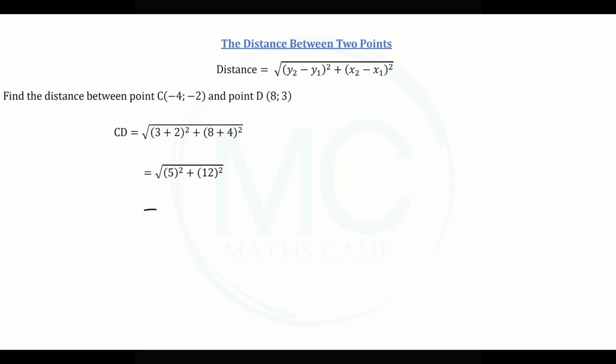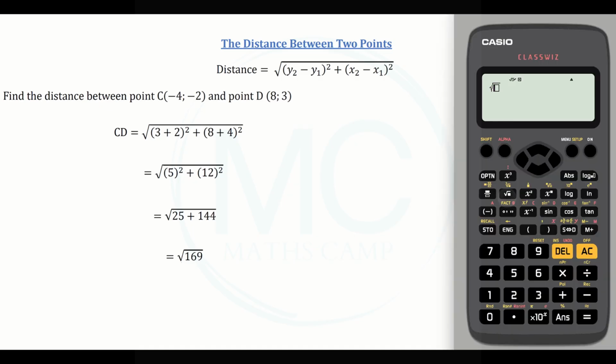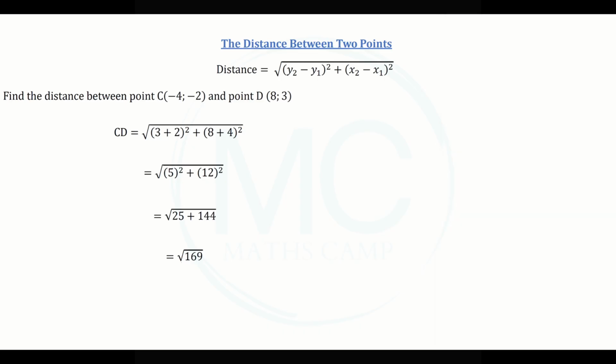Now let's square our brackets. 5 squared gives us 25, plus 12 squared is 144, all under a square root. 25 plus 144 is 169. We put this under a root. Now we can open our calculator and we say the square root of 169 is equal to 13. This means that the length of CD is 13 units.